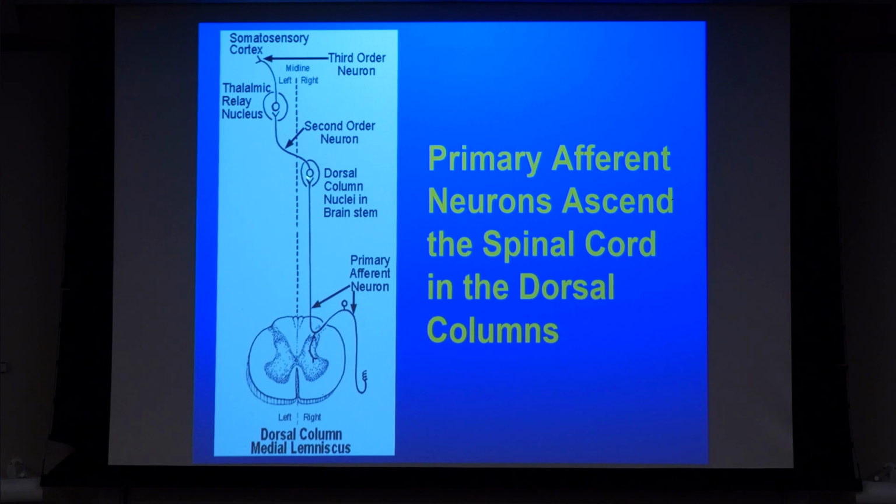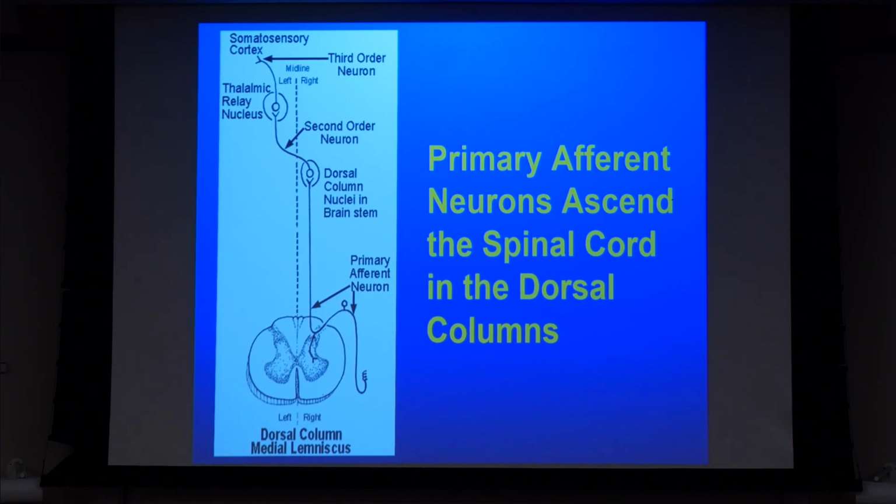In the dorsal column nuclei, this neuron synapses onto the second-order neuron. The second-order neuron is the one that crosses the midline. So it sends a process out from the dorsal column nucleus, crossing the midline and ascending into the thalamic relay nucleus. In the thalamic relay nucleus, number 2 synapses onto number 3, and number 3 now goes to the somatosensory cortex. So if we cut the cord on this side, we'll intercept this dorsal column system.